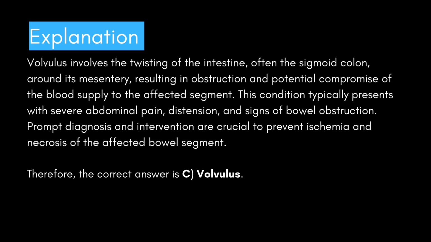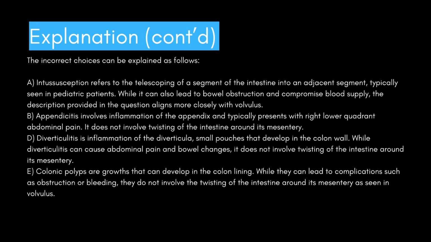Let's go ahead and take a look at why the other answer choices are incorrect. Intussusception refers to the telescoping of a segment of the intestine into an adjacent segment, typically seen in pediatric patients. While it can also lead to bowel obstruction and compromised blood supply, the description provided in the question aligns more closely with volvulus. Appendicitis involves inflammation of the appendix and typically presents with right lower quadrant abdominal pain. It does not involve twisting of the intestine around its mesentery.